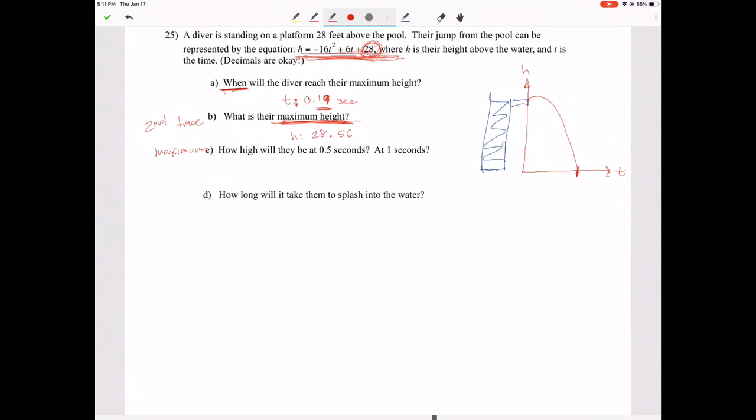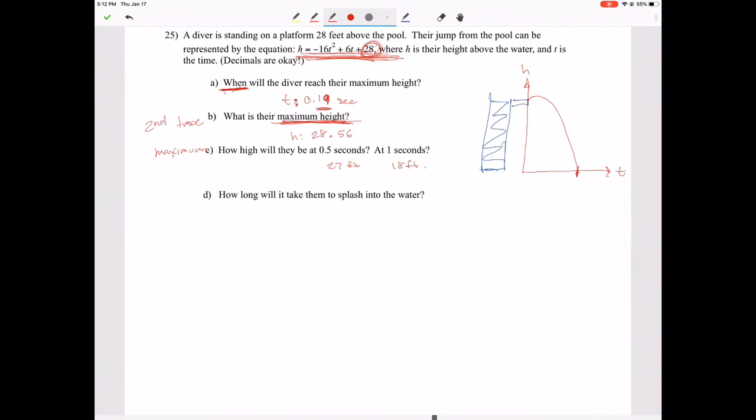What you're going to do is you'll click trace at the top, and you would push enter 0.5, enter, which gives you a height of 27 feet. You'd push 1, enter, gives you 18 feet.